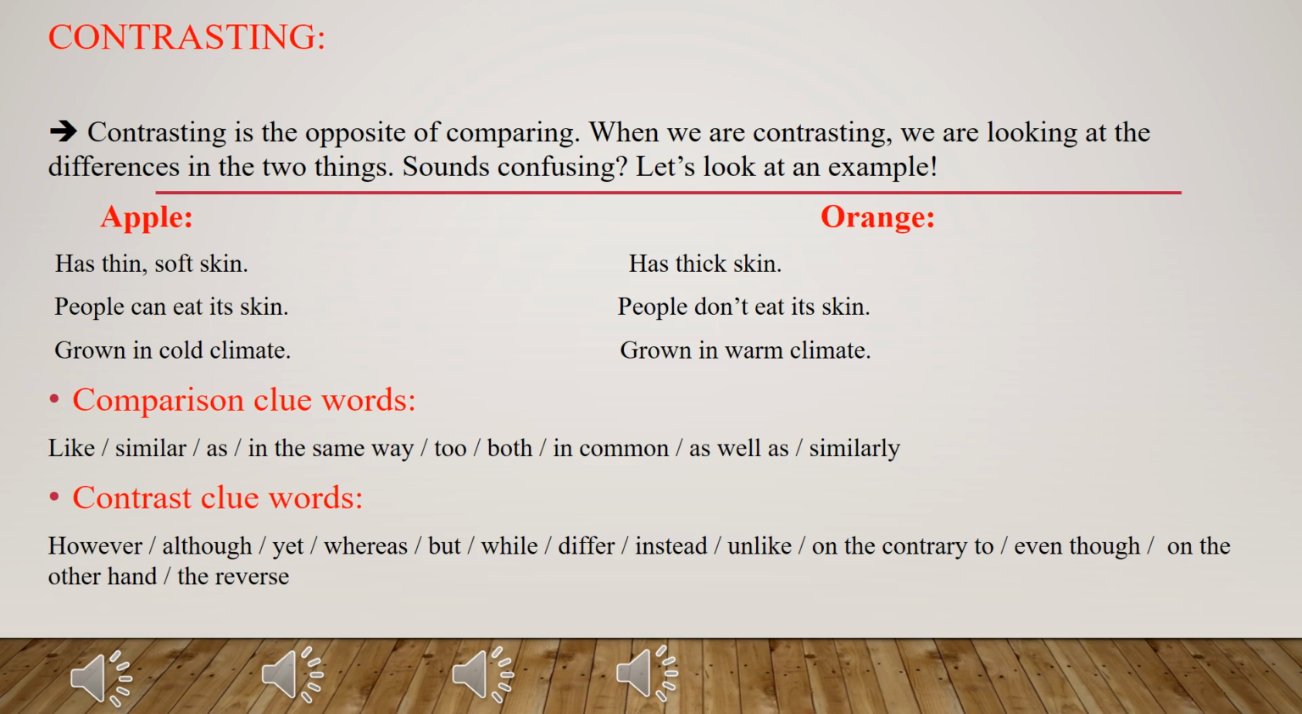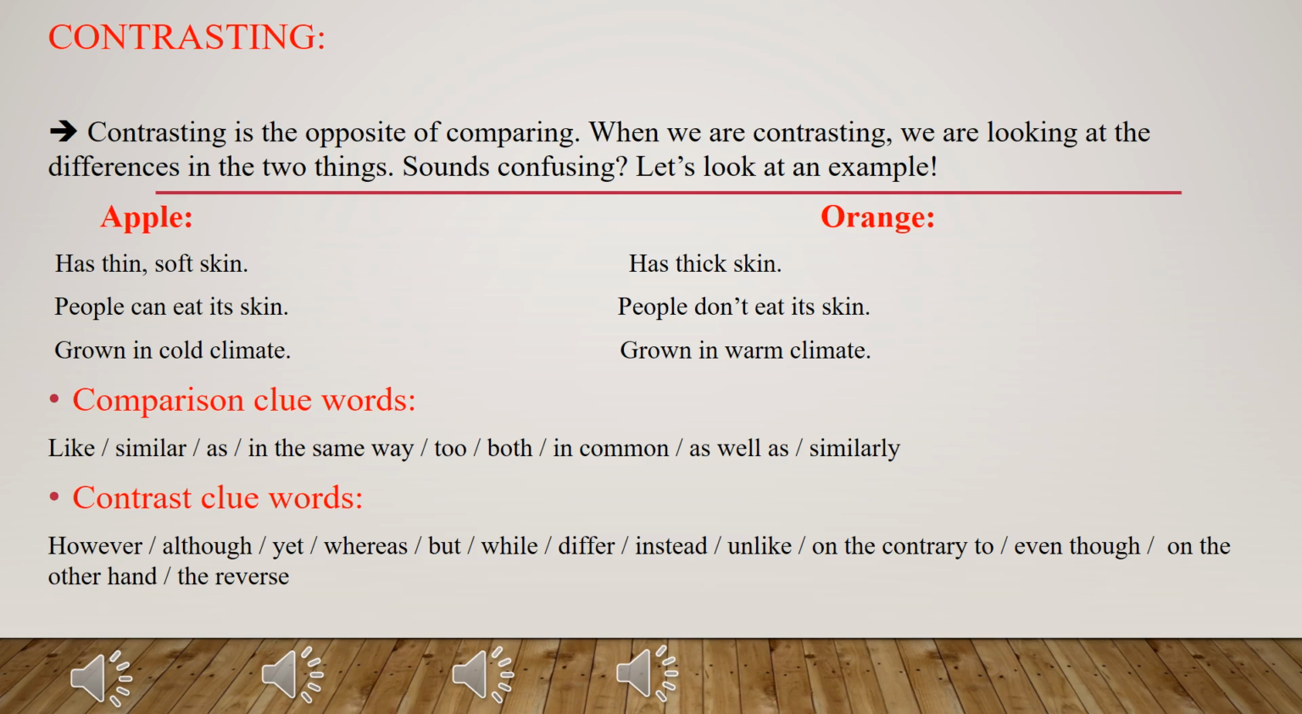Now let's contrast, or tell the differences between, an apple and an orange. Apple has thin, soft skin. People can eat its skin, and it's grown in cold climate. Orange has thick skin. People don't eat its skin, and it's grown in warm climate.